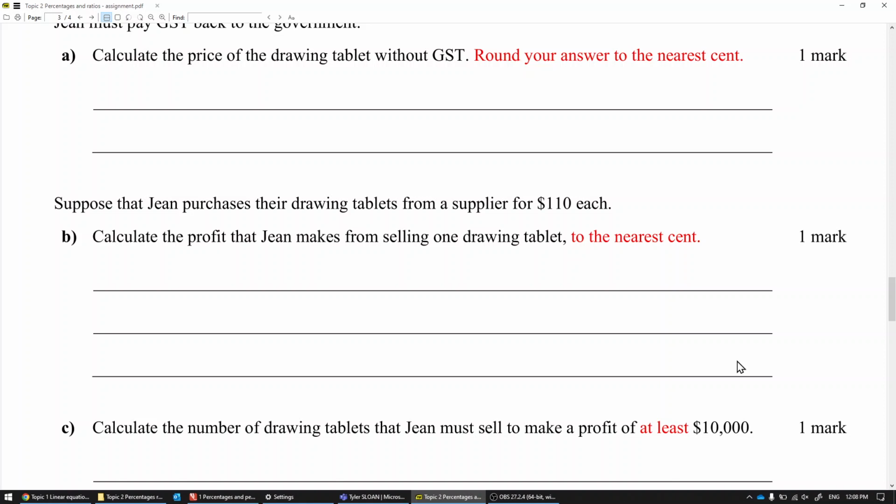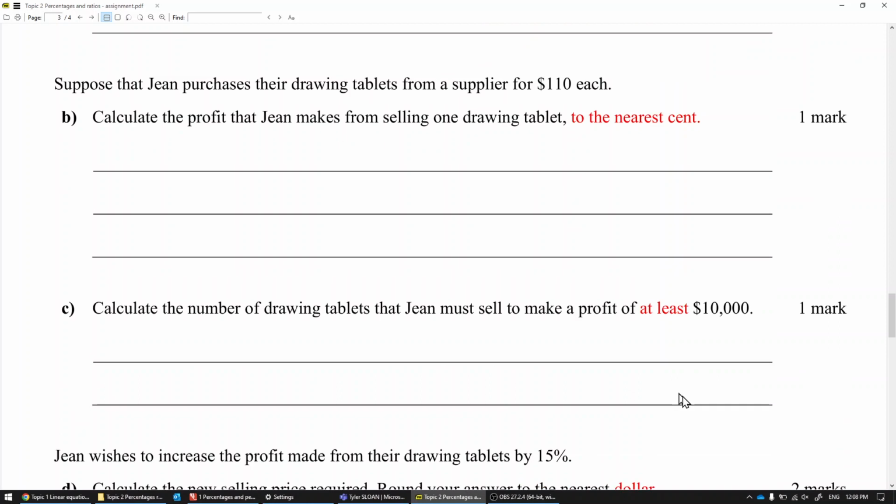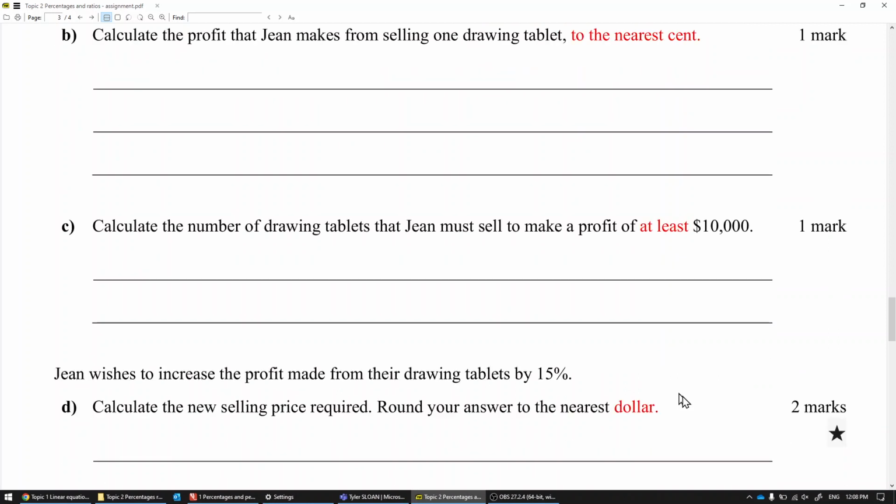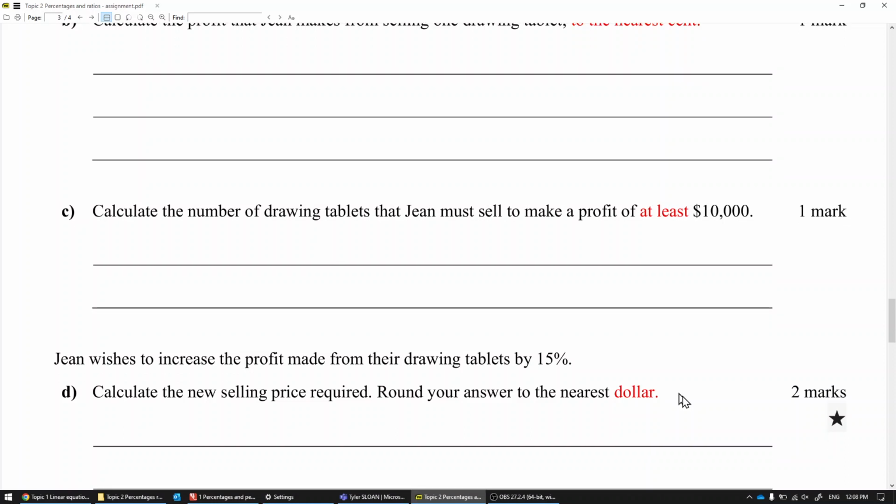Part C, please put the words at least in front of the $10,000. This is important because it will change your answer to the question. At least $10,000. Part C, at least $10,000. Part D, round your answer to the nearest dollar. I've done this to make your life easier. Okay? All right, 2D to the nearest dollar.